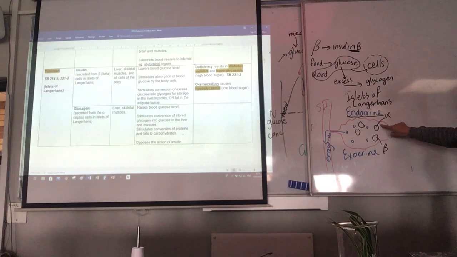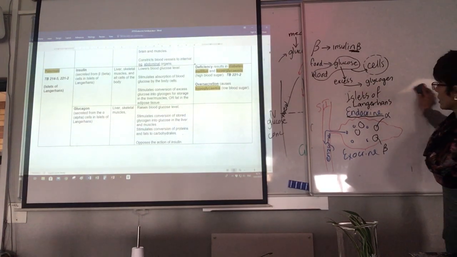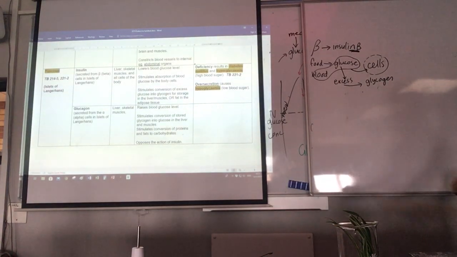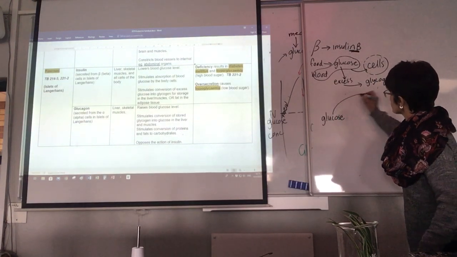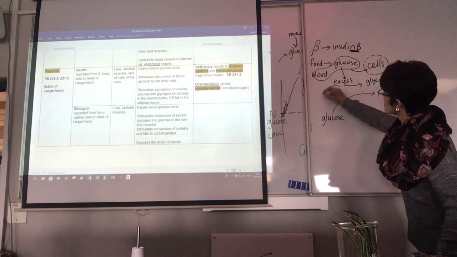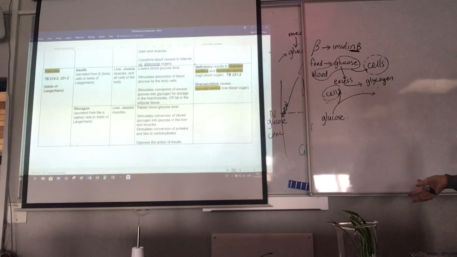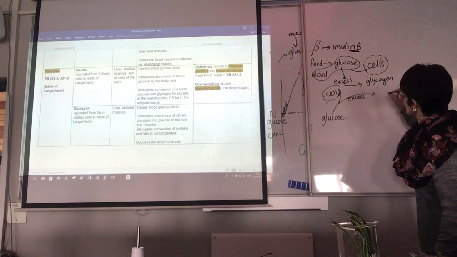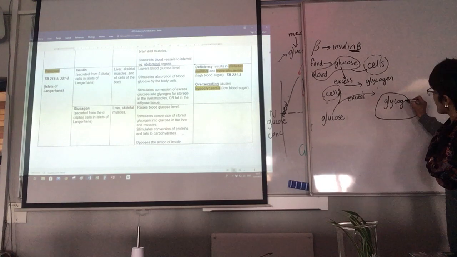Then there are the alpha cells, and they secrete another hormone called glucagon. Okay, so let's just draw another diagram here. Glucose in the blood, two things are going to happen to it. It's going to either be taken up by cells because the cell membranes become permeable to glucose and it can move into the cells for cell respiration, but excess glucose is going to be taken to the liver where it's going to be stored as glycogen.